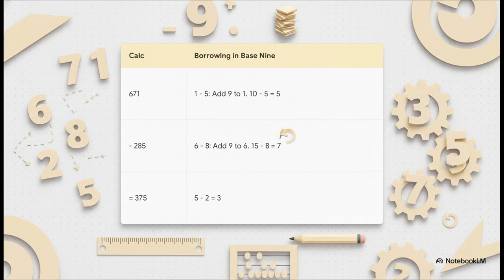Finally, the far left column. 5 minus 2 is 3. Our answer is 375 base 9. Just remember the golden rule, always borrow the base.